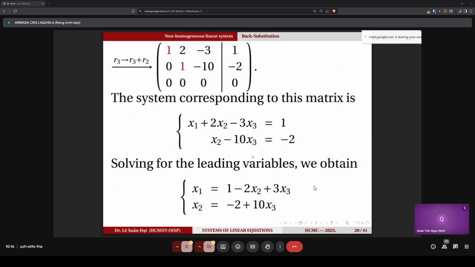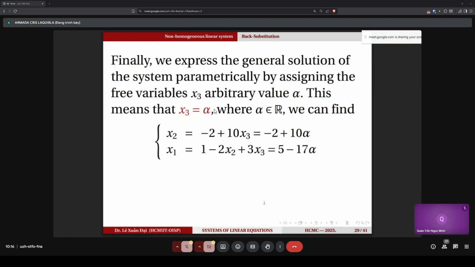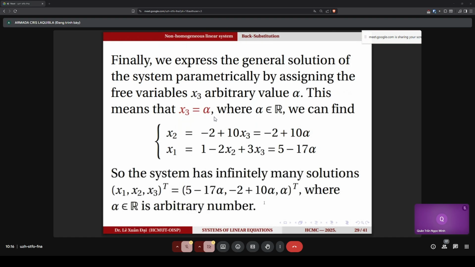So again, class, please remember, if your row 3 becomes all 0, that will happen. Your x sub 3 becomes an arbitrary value. You can use any value there.